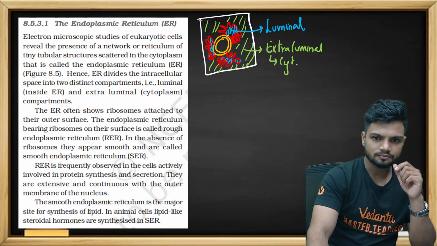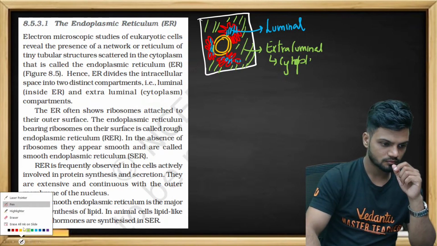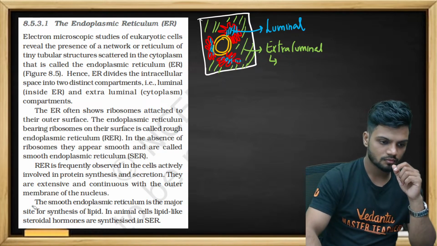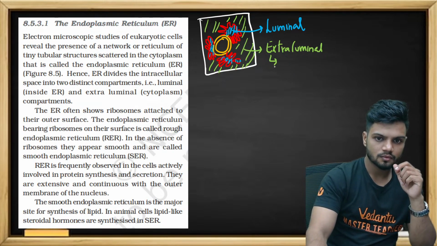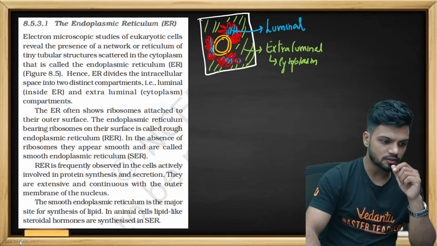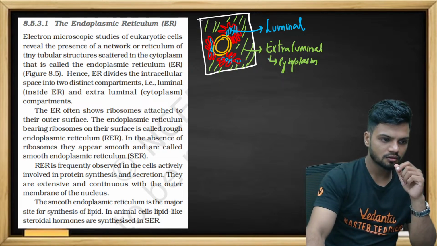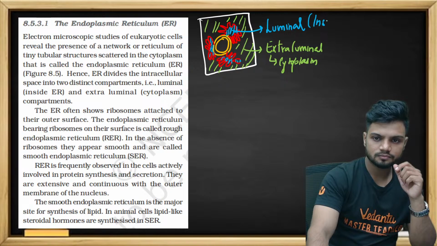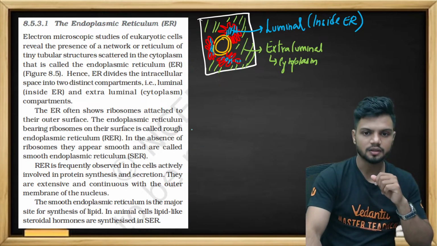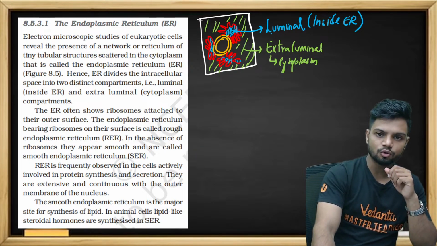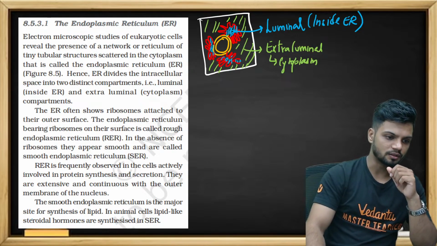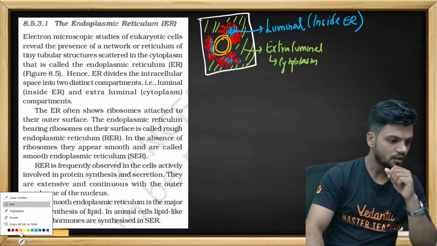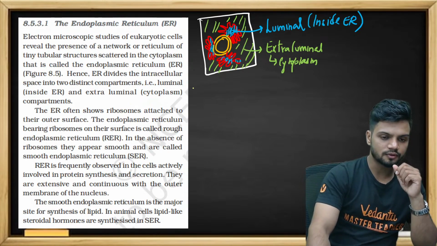What is the luminal part, students? Luminal part is basically inside the ER. Inside the ER, whatever we have in blue color, that is luminal. Outside part is called extraluminal.